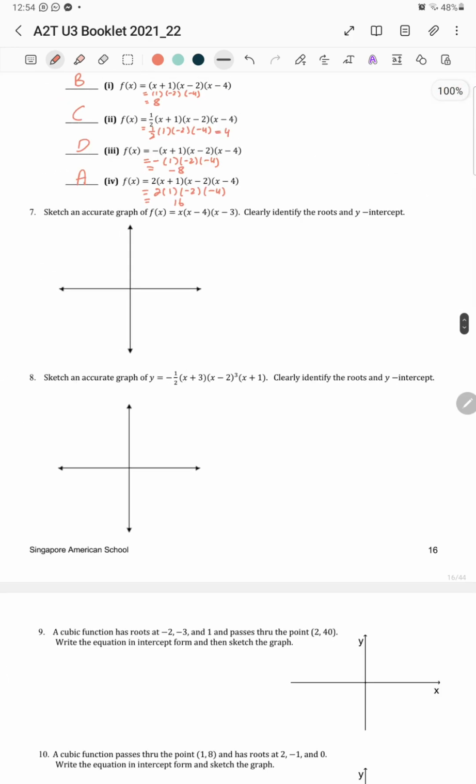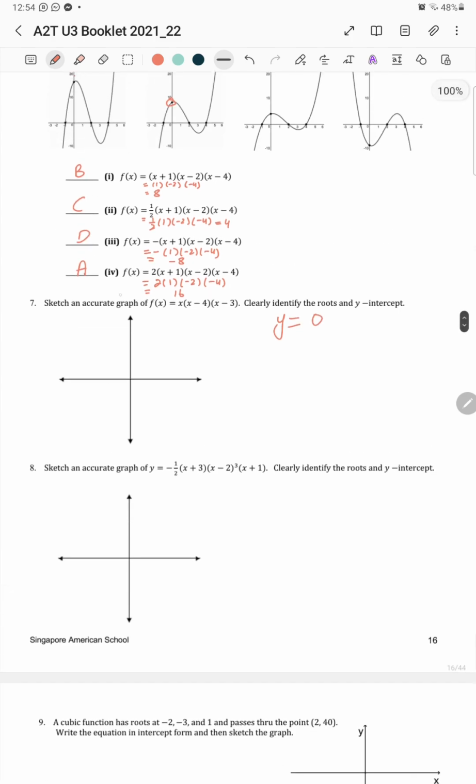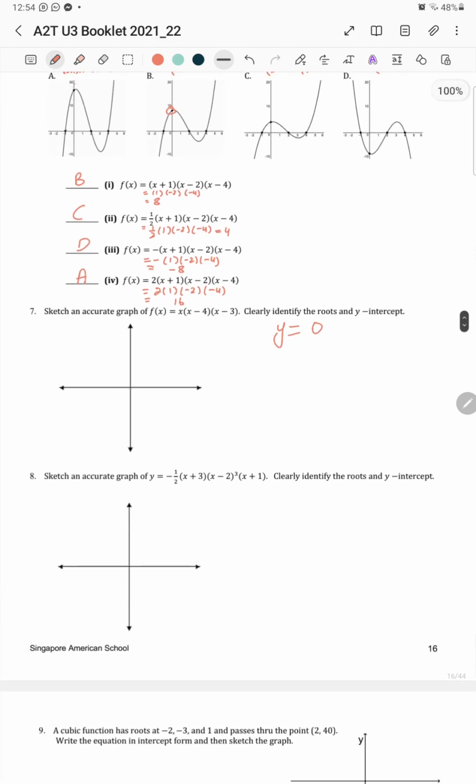Sketch the accurate graph of f of x. Clearly identify the roots and y-intercept. So y would be 0 and x would be 0, so a double root from here. Then x plus 4, 1, 2, 3, 4, and x plus 3.